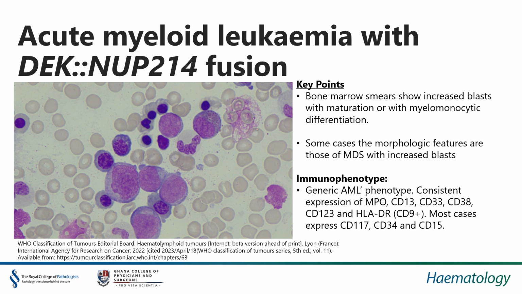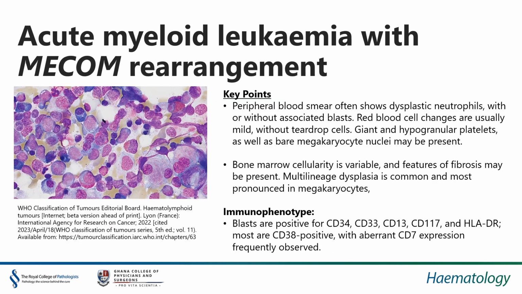So looking at acute myeloid leukemia with a MECOM rearrangement. Now the peripheral blood smears often show dysplastic neutrophils with or without associated blasts. You can see red blood cell changes, which, if they are present, are usually mild, without teardrop cells. You can find giant and hypergranular platelets, as well as bare megakaryocyte nuclei being present.